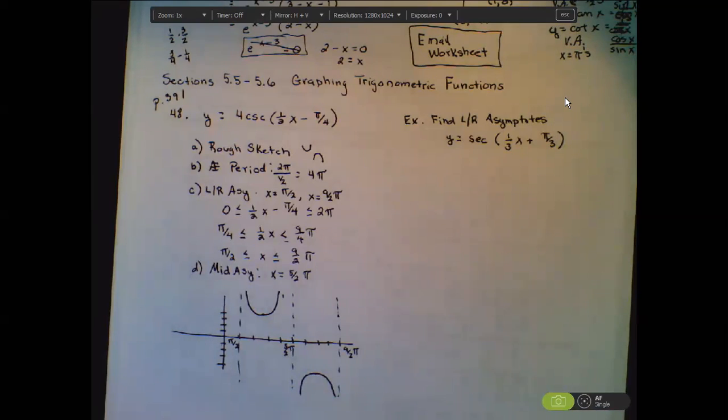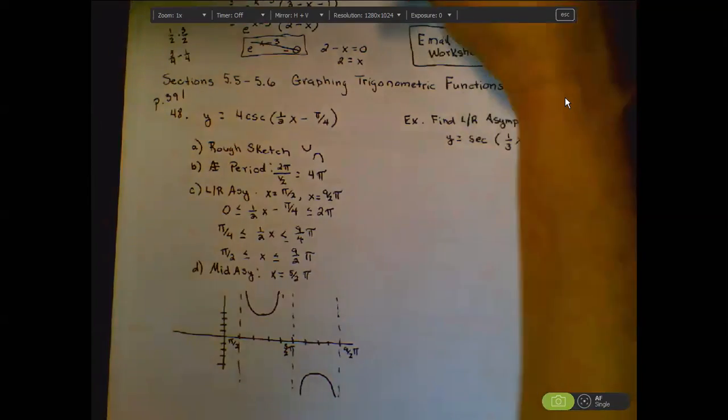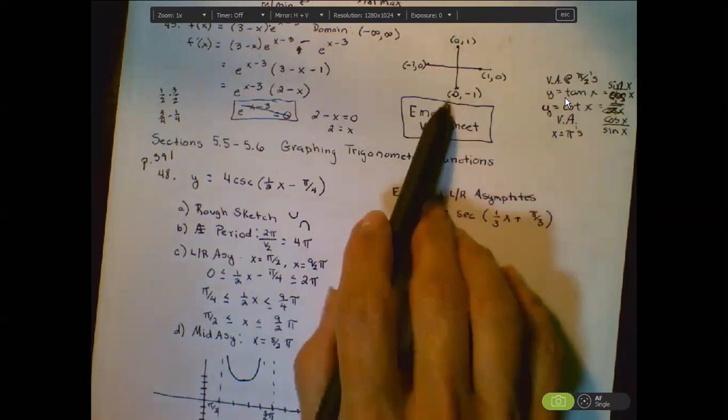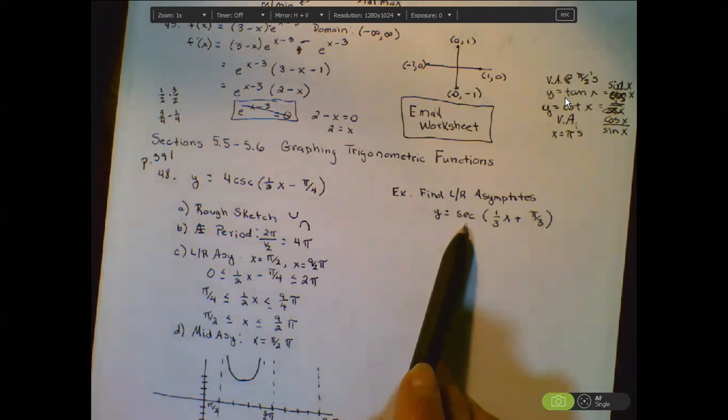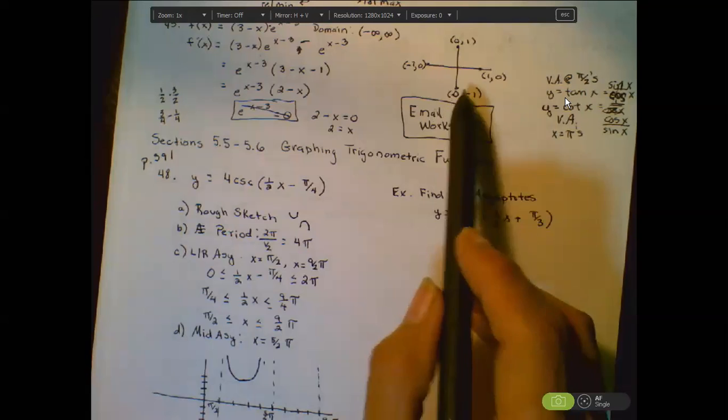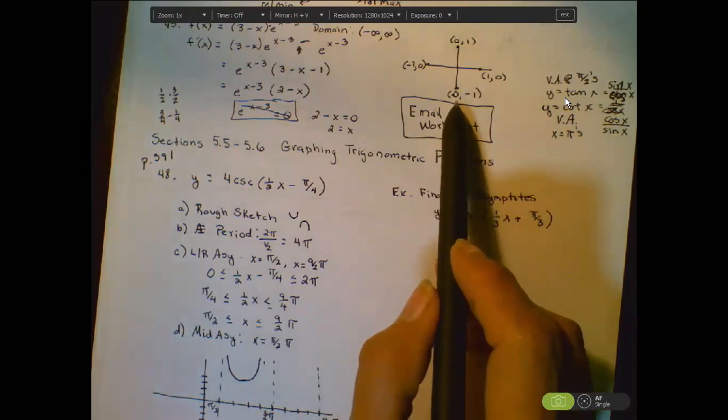You would have to think, well, where does secant normally have its asymptotes? To figure that out, you look up here and say, well, secant's the reciprocal of cosine. So wherever cosine is 0, that's going to be my left and right asymptotes. So where is cosine 0? Whole pies or half pies? Would it be half pies? Yep, that's where x is pi over 2 and 3/2 pi.